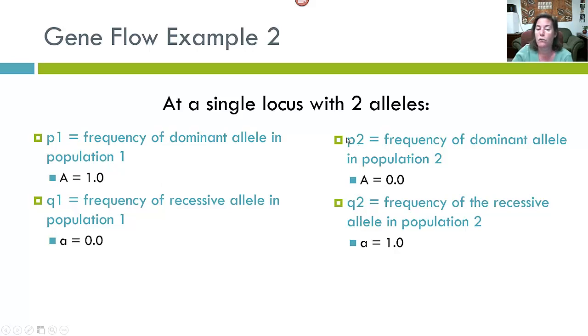P2 and Q2 represent population 2. P2 is the frequency of the dominant allele in population 2. Q2 is the frequency of the recessive allele in population 2. We already said in the previous slide that the frequency of the dominant allele in population 2 is 0, and the frequency of the recessive allele in population 2 is 1. So P2 will equal 0, and Q2 will equal 1.